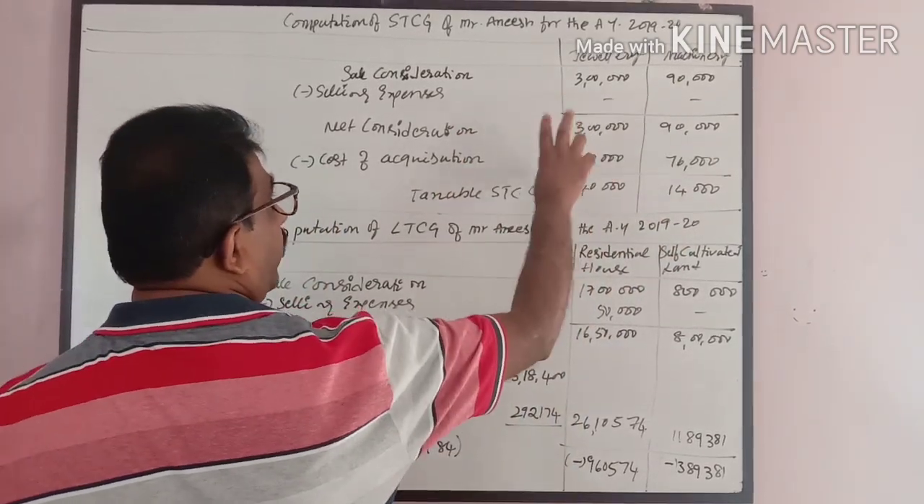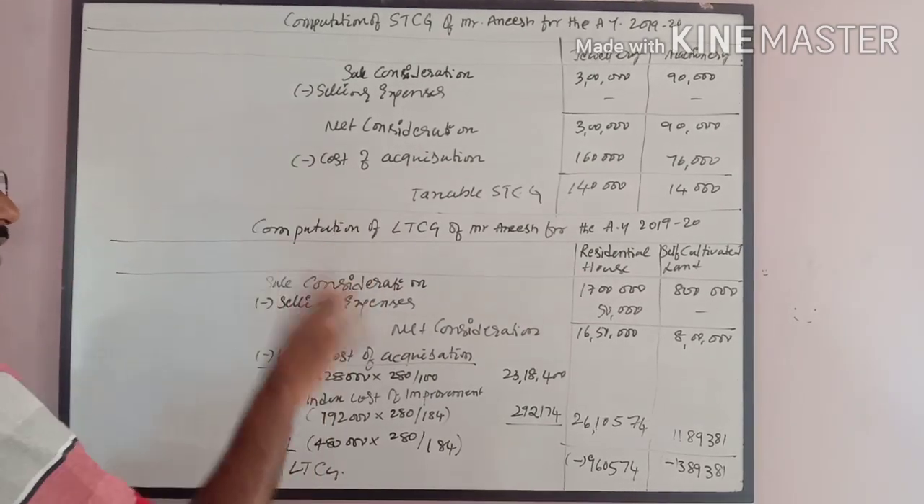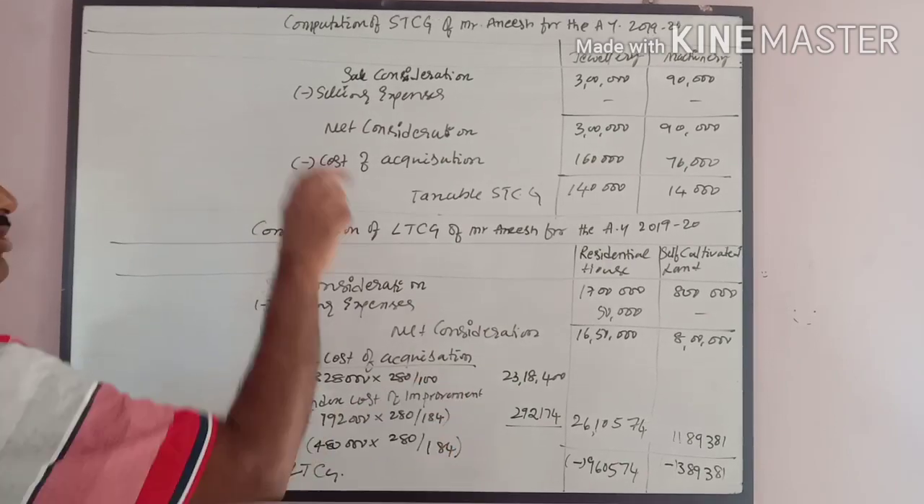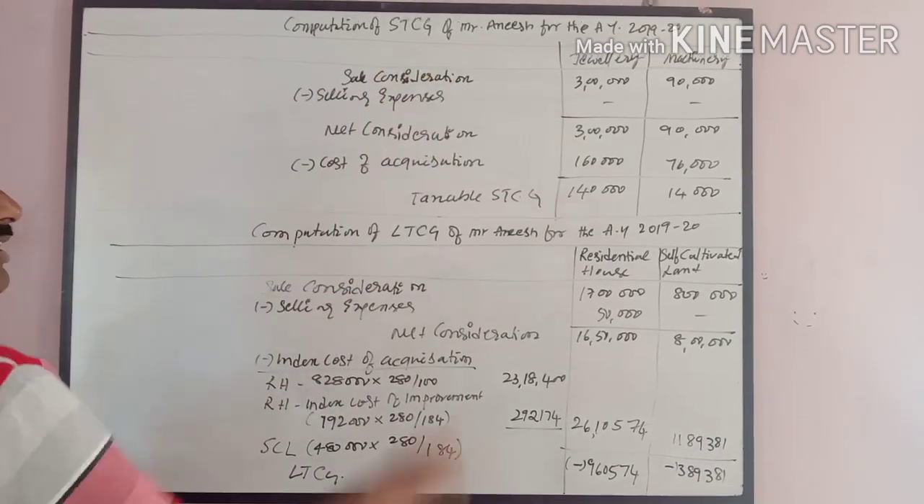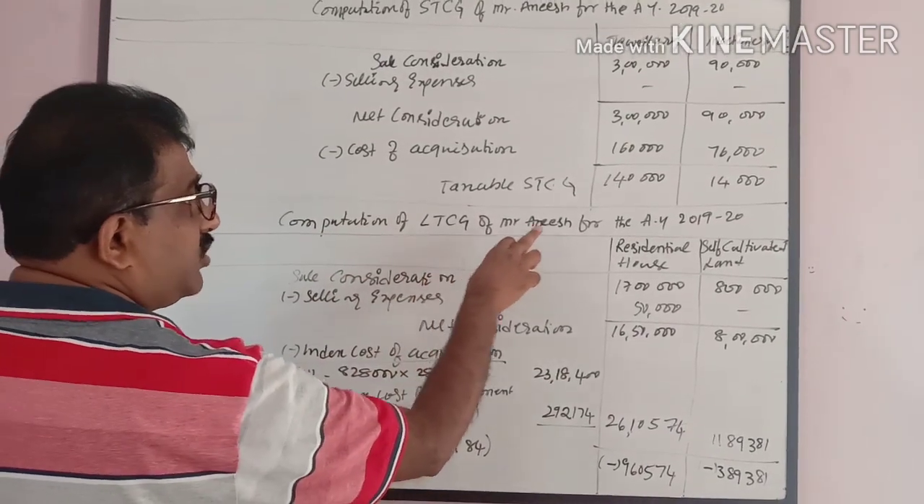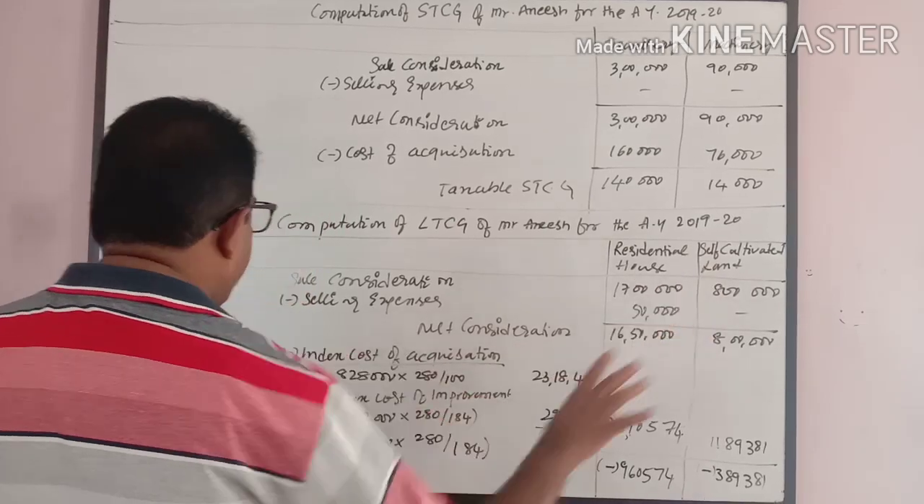The two assets, jewellery and machinery, come under STCG. Jewellery is held for less than 36 months. Machinery, the WDV of the machinery is given so that it should be assessed under STCG. Computation of LTCG of Mr. Anish for the assessment year, residential house, self-cultivated land.